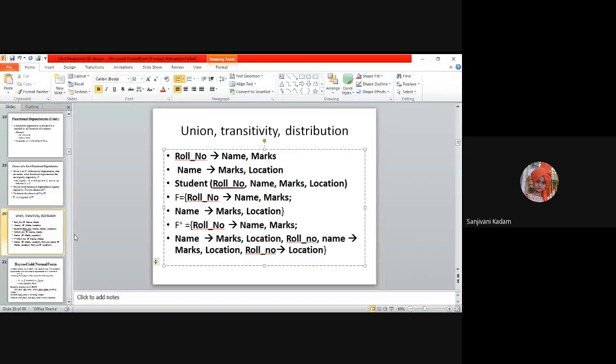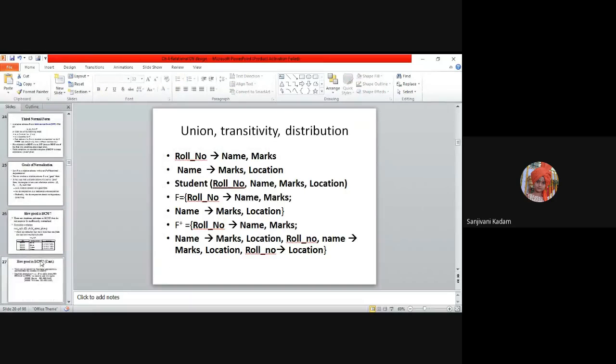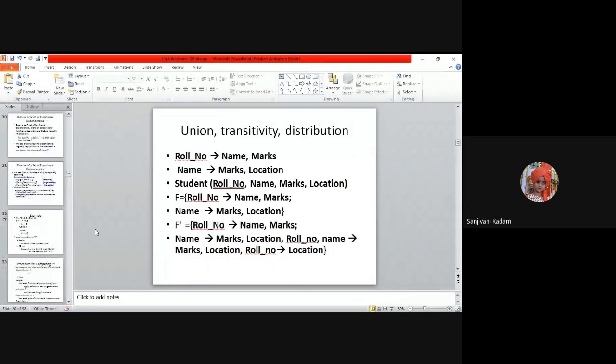So these are the three rules. Let us see those rules in detail in the next lecture. So today we will stop here. If you have any doubts, you can ask the queries.